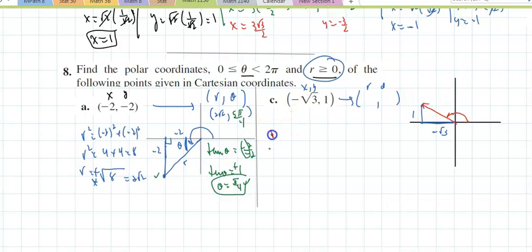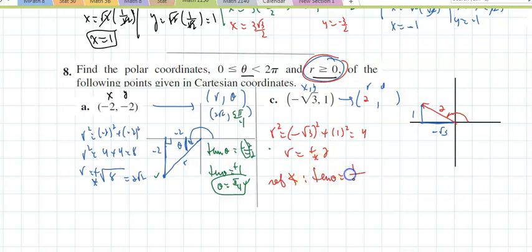Well, for r, I don't need the formula. r squared equals negative radical 3 squared plus 1 squared. That is 4, so r equals plus or minus 2. They want it to be positive, so we're going to say that's 2. And the reference angle: remember, for the reference angle you ignore the plus or minus. You want tan of theta equal y over x, 1 over radical 3. I didn't forget the negative.